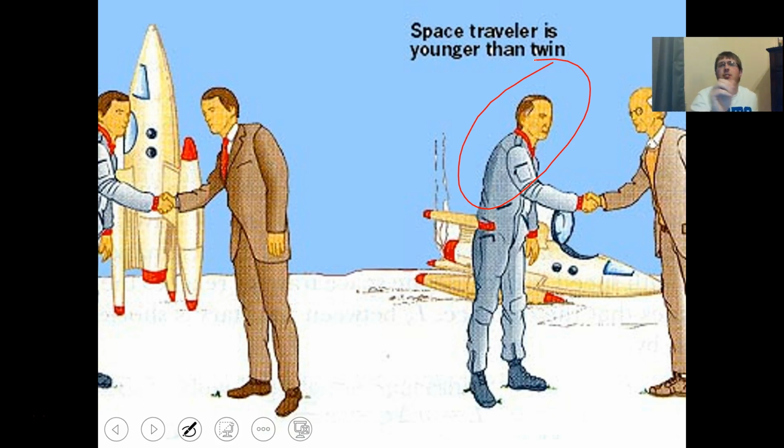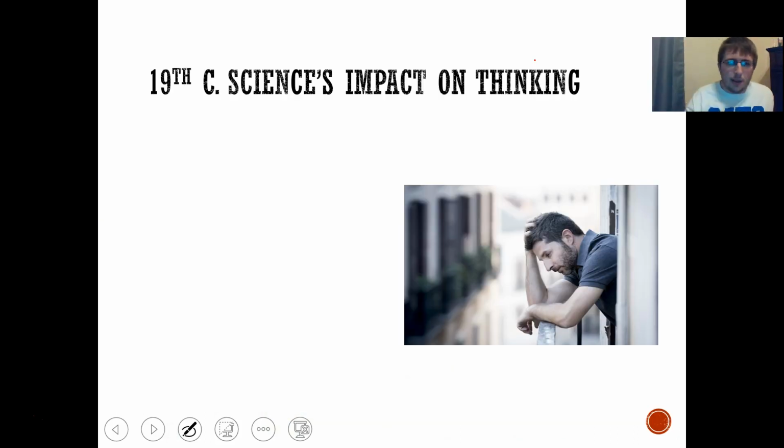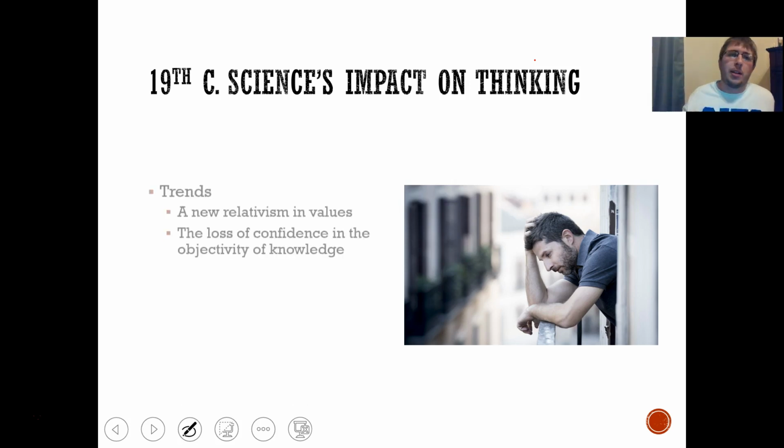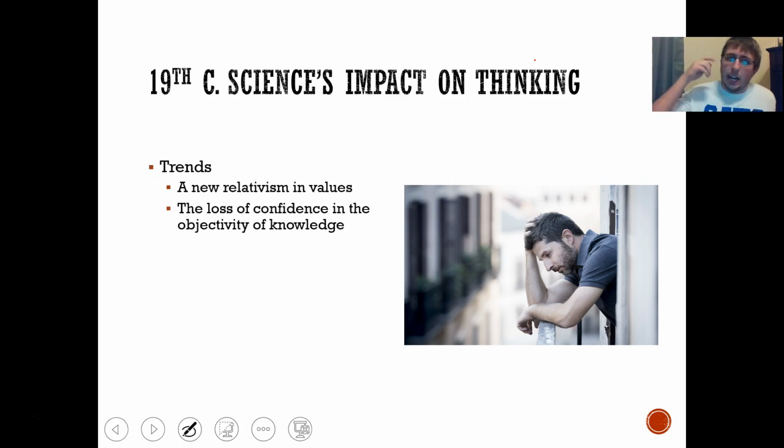I think Neil deGrasse Tyson does it. So again, how does this add to the subjectivity? You see, it's all relative to where you're at. So, to sum up, because we've been here a while, 19th century science's impact on thinking. How does science impact the way that Europeans think? Well, we've already seen it. New relativism and values. What's true for one people may be different for another. How you treat someone may be different based on who they are. Think imperialism. The loss of confidence in the objectivity of knowledge is that maybe what we thought was true isn't really true, and that we need to look at it another time.